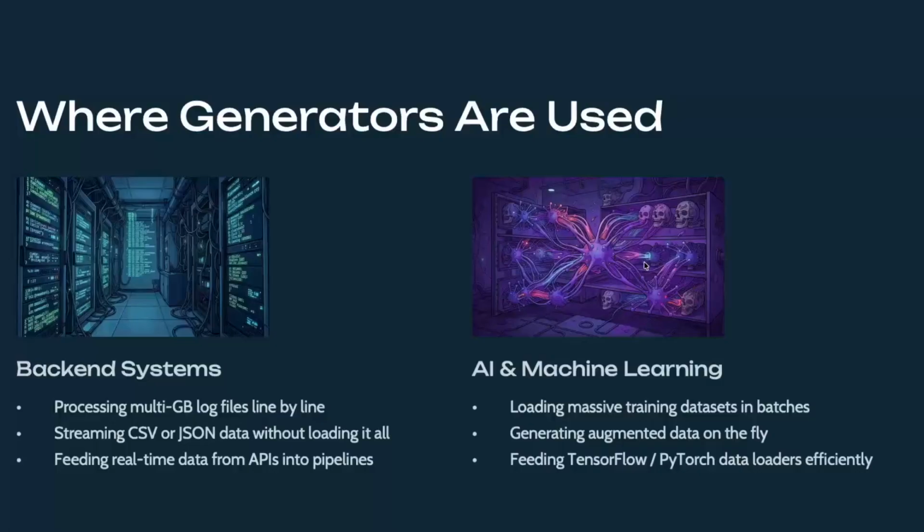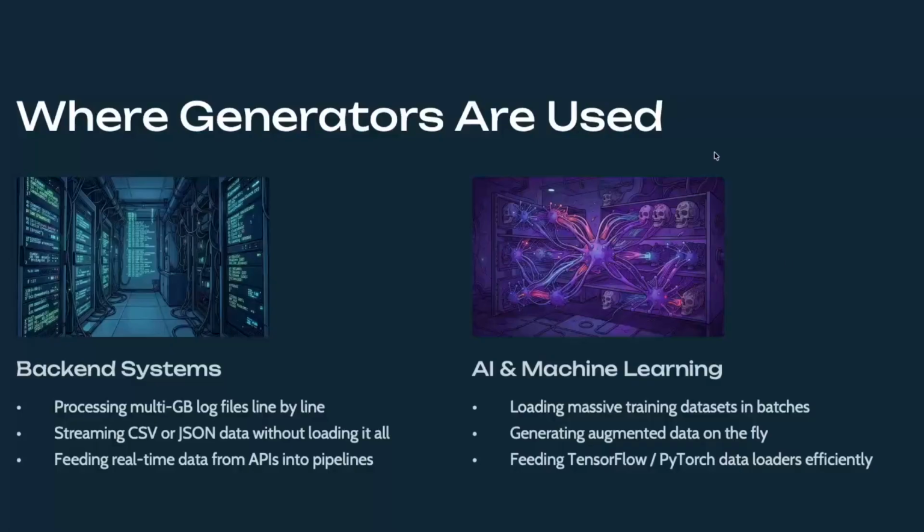In AI and machine learning, this is especially important. Imagine training a model on millions and millions of images. We can't load the entire dataset into RAM. Instead, generators yield small batches of data. Frameworks like TensorFlow and PyTorch rely heavily on generator-like concepts for efficient data loading. Many AI training pipelines would be impossible without this technique.